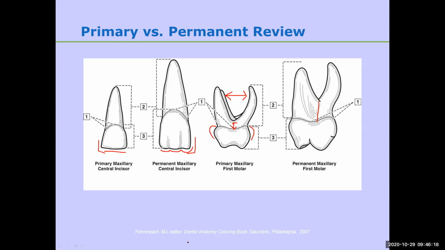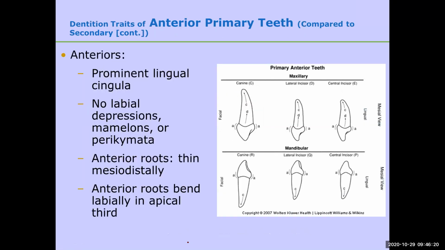Much longer root trunk in the permanent. Let's take a look at the anterior teeth. They have a prominent lingual cingula. Okay, the cingulum is very prominent. There's no labial depressions, no mamelons, no perichymata. The anterior roots are thin.